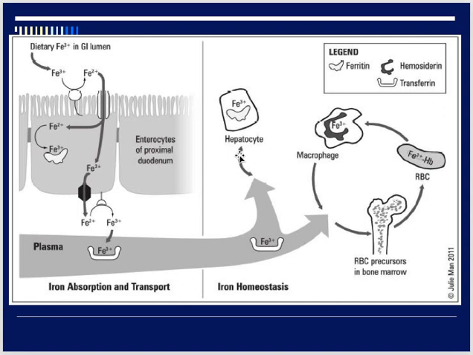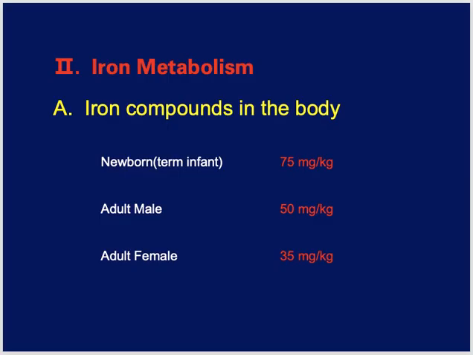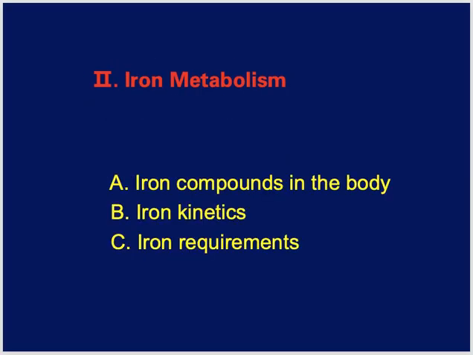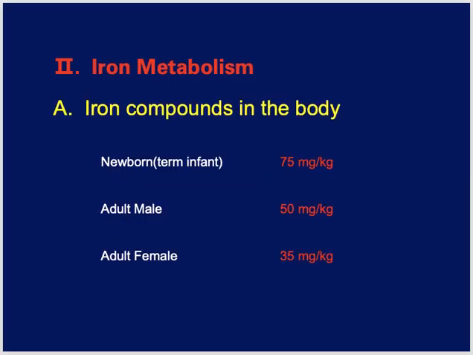Okay, and now the important thing to mention here is what happens in iron deficiency anemia: the iron stores, or you can say the ferritin in the body, gets decreased. You can see over here, this one shows what the iron compounds in the body are, like how much iron is there per kilogram in the body.